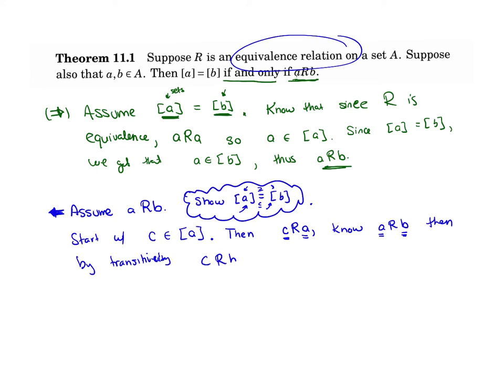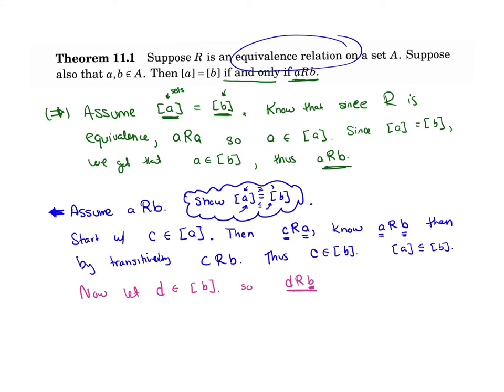Thus, C has to be in the set of all things that are related to B. Great. So I know that the equivalence class of A is a subset of the equivalence class of B. Now, let's let C, or you could choose a different letter, D, be in the equivalence class of B. So D is related to B, and A is related to B by the assumption. All right, but this one doesn't really allow us to chain it together because those letters next to each other don't match. So before we bring in that A-B relation, let's switch this one around.